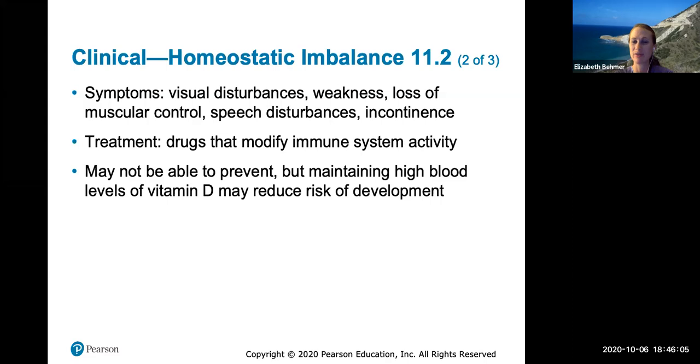Symptoms: visual disturbances, weakness, loss of muscle control, speech disturbances, incontinence. So wherever you have a muscle, there's a loss of conduction speed within that muscle. Treatment: drugs that modify your immune system activity may not be able to totally prevent it, but maintaining high blood levels of vitamin D may reduce risk of development. So another reason to take vitamin D.